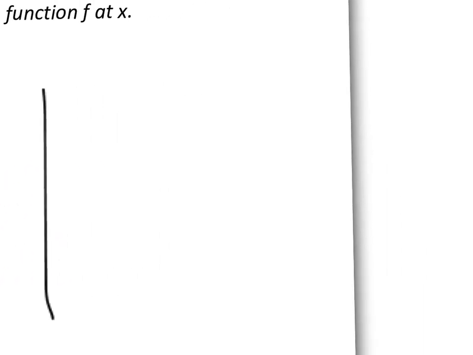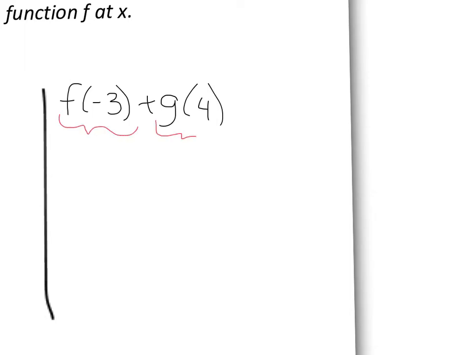Okay, and last one. Let's try f of negative 3 plus g of 4. So this time I really just have 2 functions I need to find the value of. I need to find out what f of negative 3 is using the same steps we did in the last example. I need to find out what g of 4 is. So I want to know what the value of f is when x is negative 3. And then I want to know what the value of g is when x is 4.